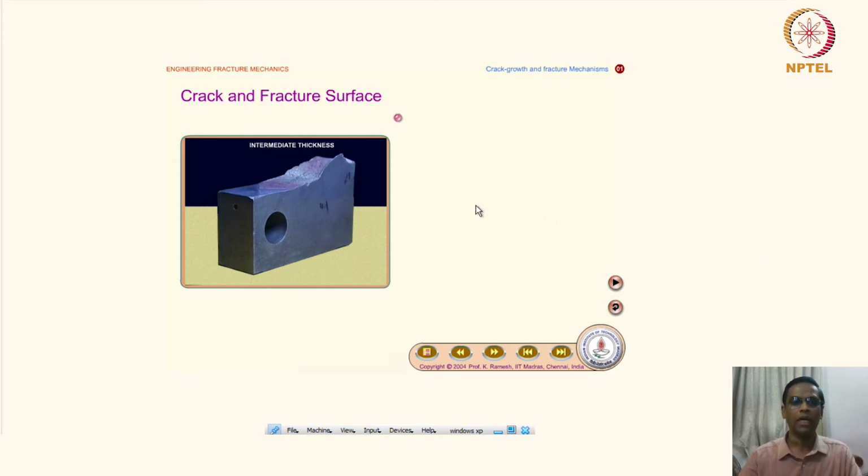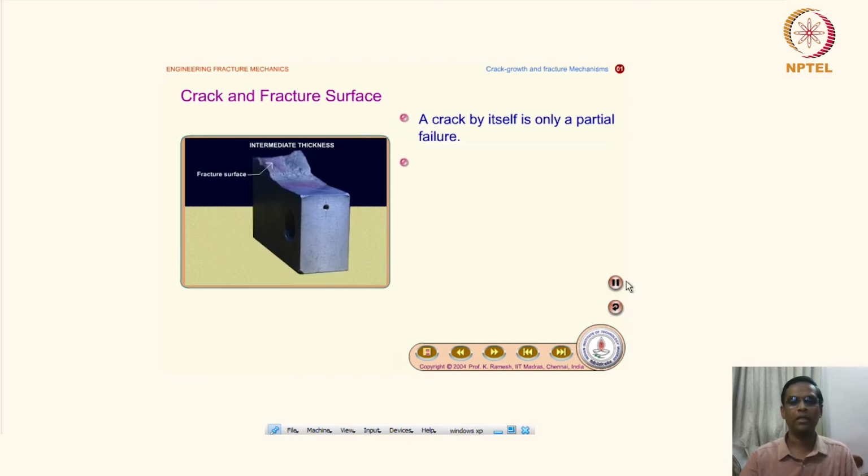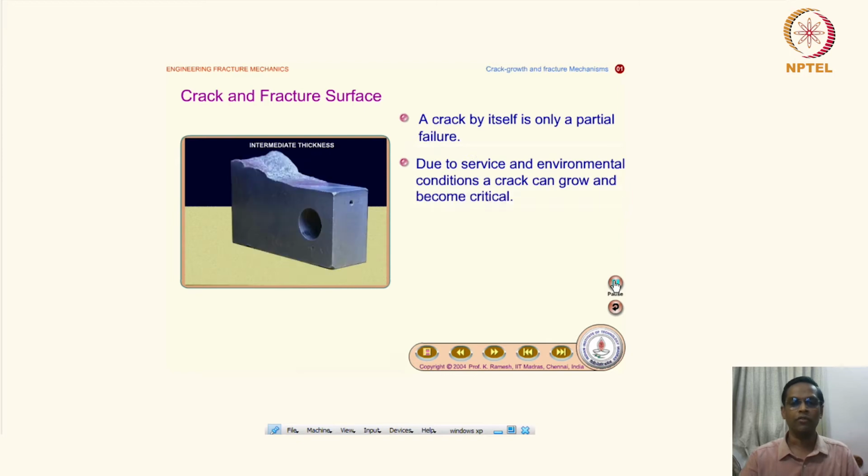The slide which you are seeing addresses the crack and fracture surface. What you see here is a CT specimen which is broken, tested for fracture toughness measurements. You can see clearly the shear lips here, which are normally at 45 degrees after the crack growth. We will look at the detail.